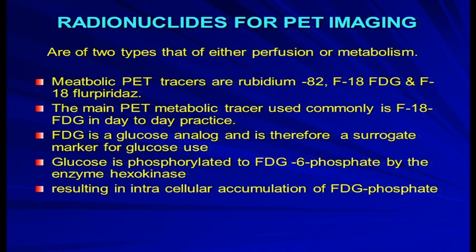So radionuclide PET imaging is of two types, either perfusion or metabolism. PET tracers are rubidium 82, fluorinated FDG and fluorinated flurpiridaz. The main PET metabolic tracer used commonly in day-to-day practice is fluorinated FDG. FDG is a glucose analog and is therefore a surrogate marker for glucose use. Glucose is phosphorylated to FDG phosphate by the enzyme hexokinase and taken up by the myocardium, resulting in intracellular accumulation of FDG phosphate.